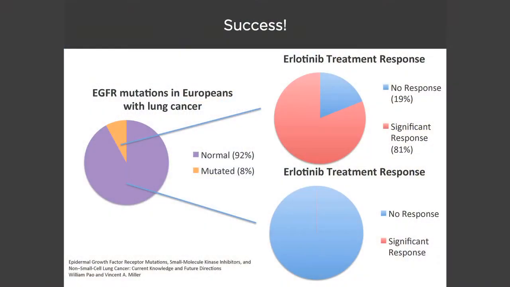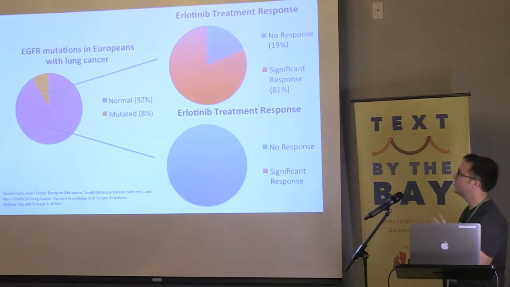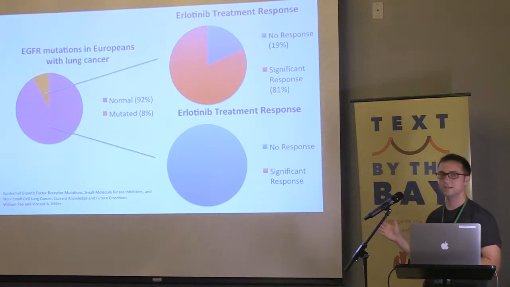So when they did the stratification, when they took just the patients that had a mutated EGFR versus the ones that didn't, 81% response instead of 8%. So this was definitely a clear way to stratify these patients. This is actually the current FDA-approved test.